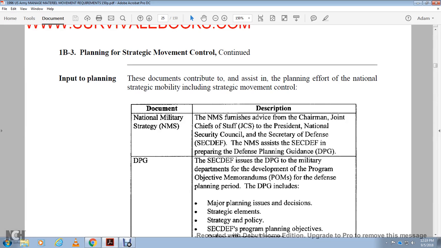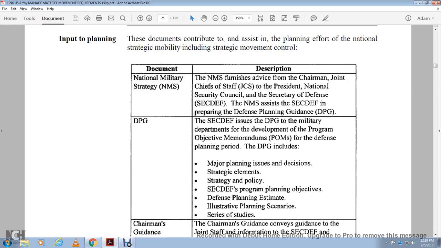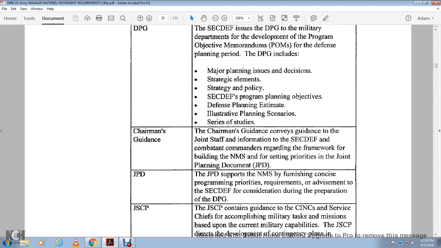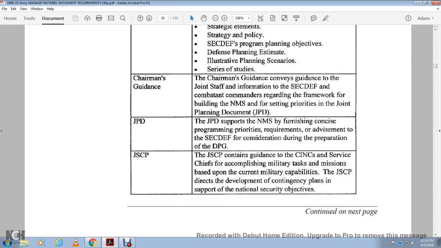The defense planning guidance includes the major planning issues, the decision, strategic elements, strategic policy, strategy and policy, Secretary of Defense program planning objectives for the defense planning estimate, the illustrated planning scenario, and a series of studies. Chairman's guidance conveys guidance for the Joint Staff and information for the Secretary of Defense on matters regarding the framework for the national military strategy, setting priorities for the joint planning document. The joint planning document supports the national military strategy by furnishing concise program priorities and requirements advice to the Secretary of Defense for consideration during the development of the defense planning guidance.